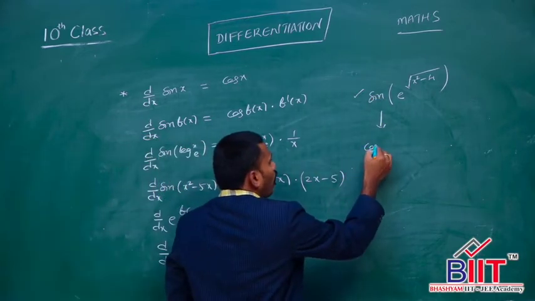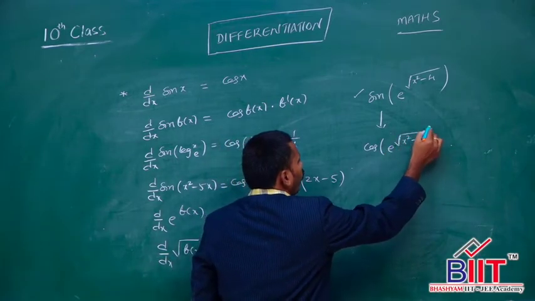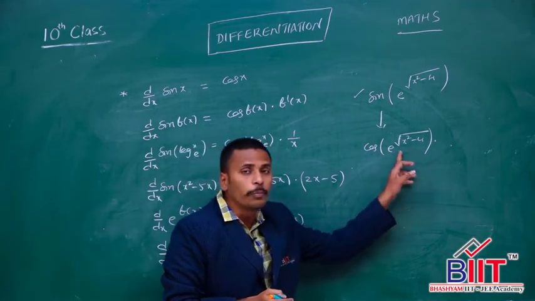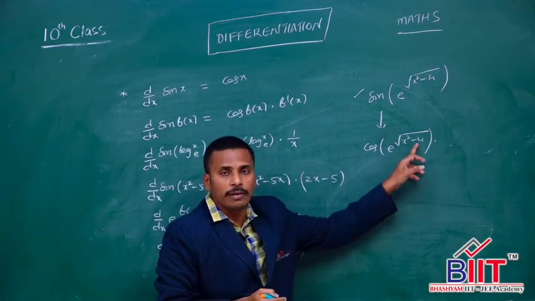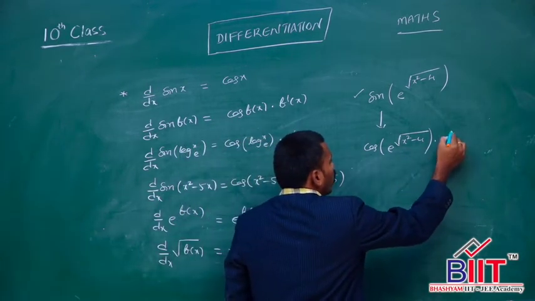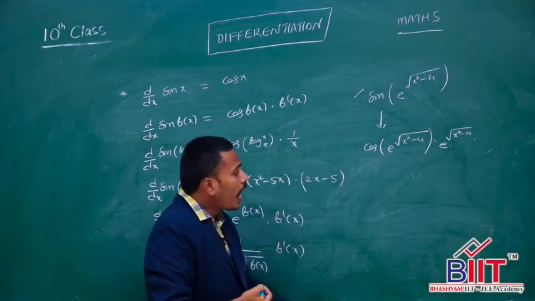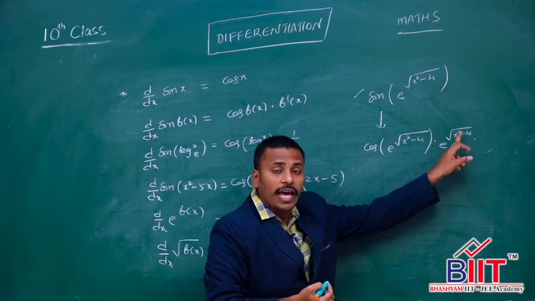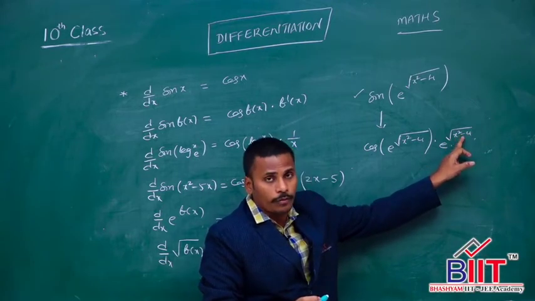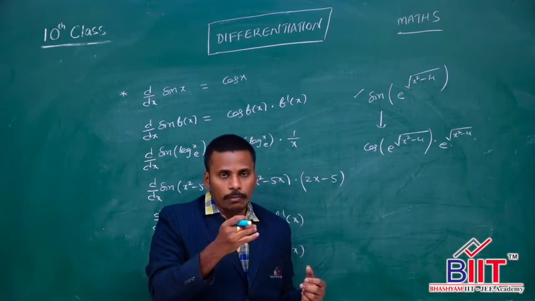So cos of e power root of x square minus 4 into, and now what is the derivative of this input? The input is e power something, right? For e power something, the derivative is again e power something. So e power root of x square minus 4. Okay. And again here it is e power something, right? Again write the derivative for something. Here it is root of x square minus 4. What is the derivative for root? For root, the derivative is 1 by 2 root.